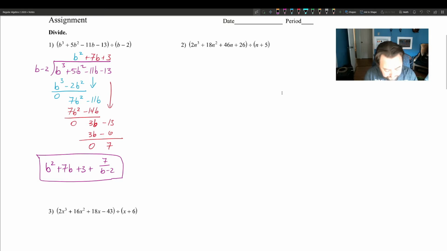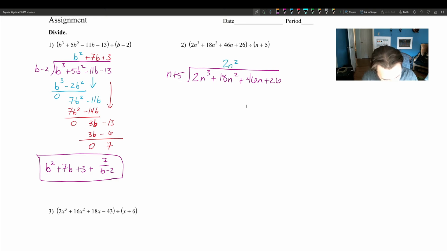All right, let's take a look at number 2. I'm going to go ahead and write it down just like we did before. 2n cubed plus 18n squared plus 46n plus 26. And all that's being divided by n plus 5. All right, so I want this to match this. So I'm going to multiply it by 2n squared. 2n squared times n would be 2n cubed. And then 2n squared times 5 would be 10n squared.